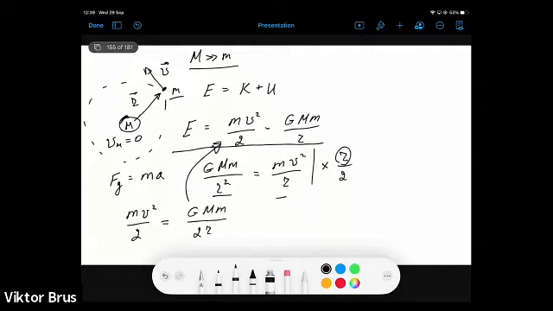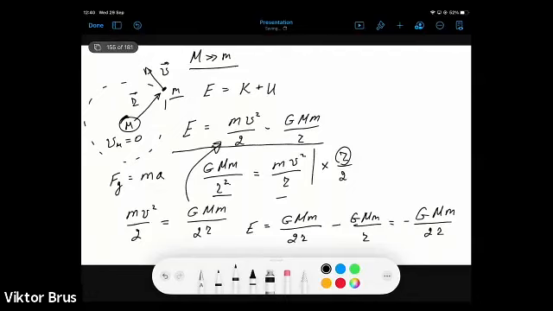So if we do this, we will get the following. It will be G times M times m divided by 2R, which is instead of m v squared divided by 2, minus G times M times m divided by R. And that will be minus G times M times m divided by 2R.